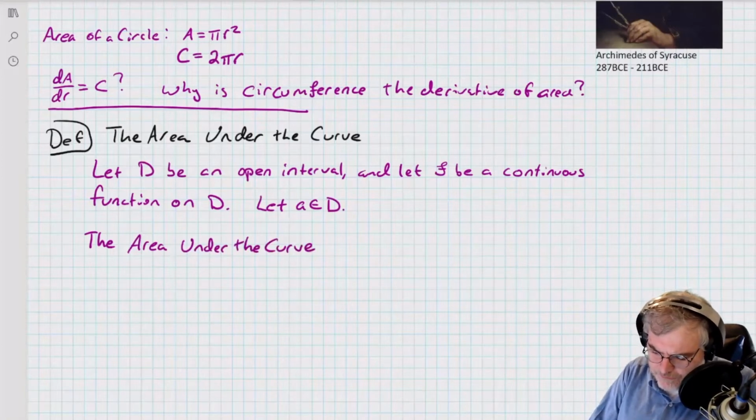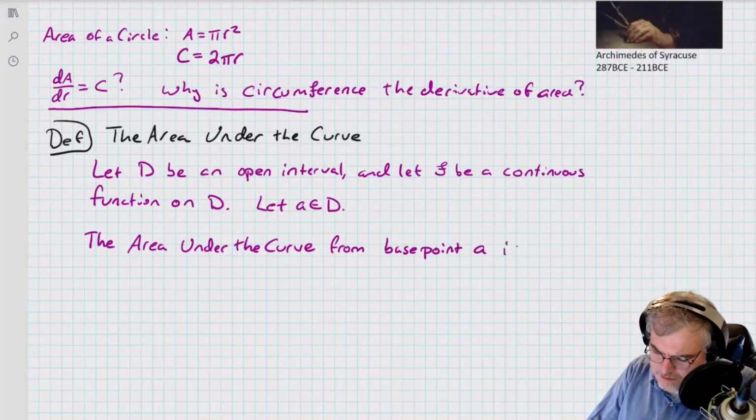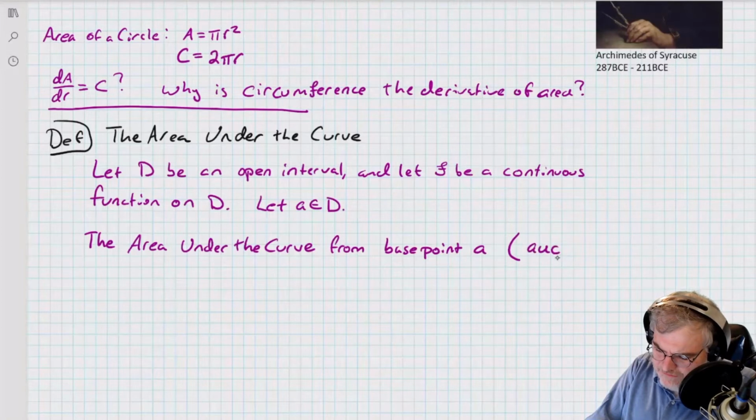Under the curve from A to x, and this is denoted from base point A. The way that we denote this curve is AUC_A of x. Okay.